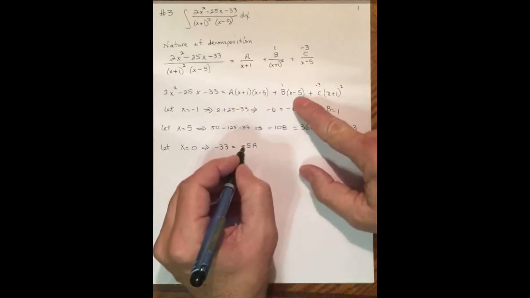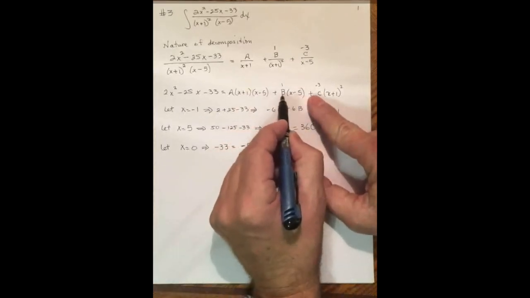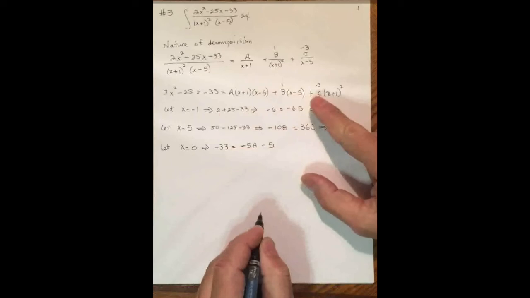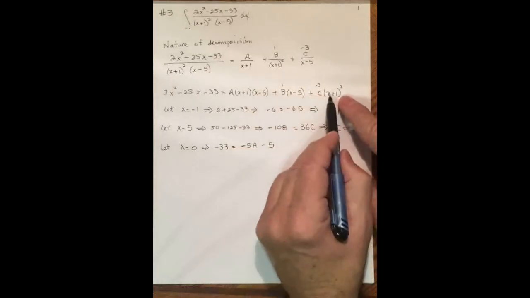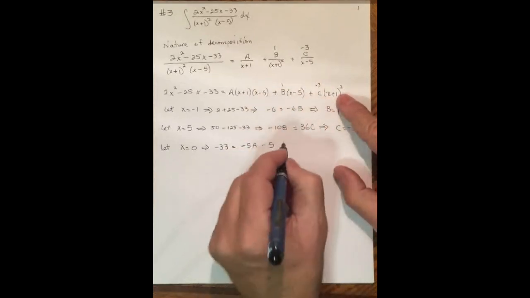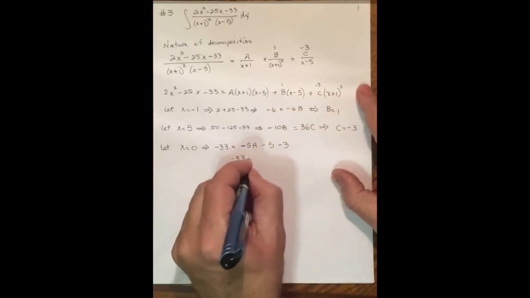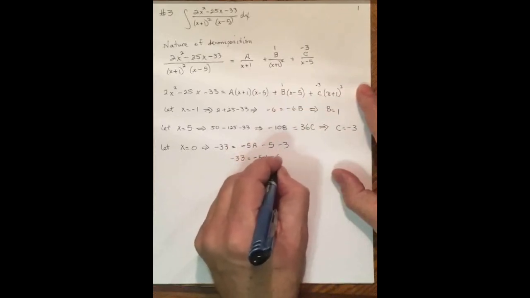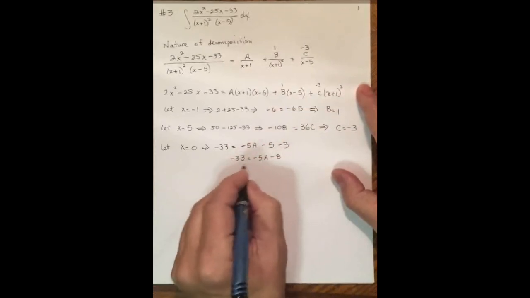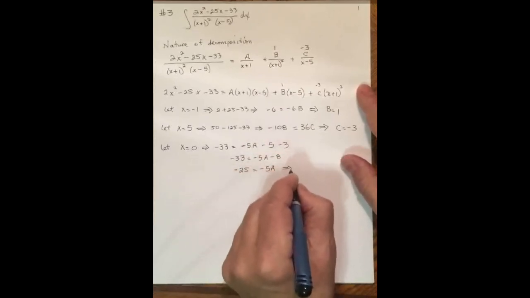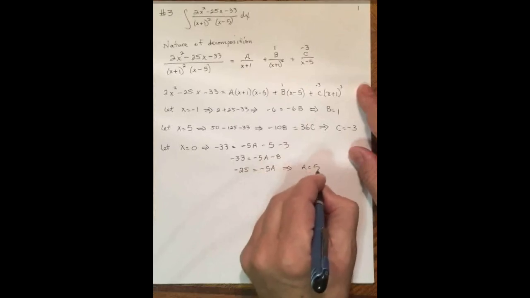What's going to happen here? If x is 0, this is going to be -5 times b, but remember b is 1. So this is just -5. And finally, the last term, if x is 0, this is 1 squared, which is 1. So I get 1 times c, but c is -3. So we have -33 is equal to -5a minus 8. Add 8 to both sides. We get -25 is equal to -5a. So how about that? A is 5.